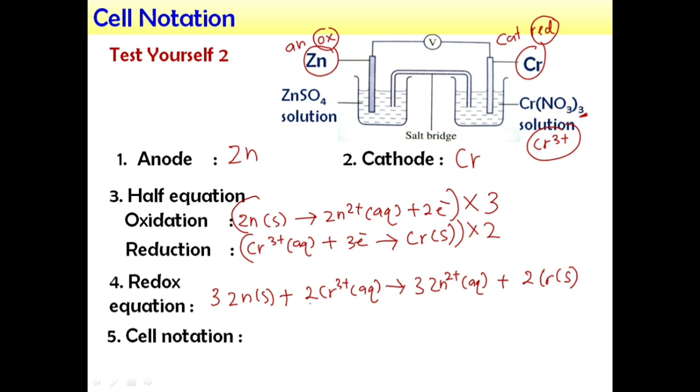Okay? Barulah kita boleh tulis cell notation. Jadi, ini pun kita akan follow ABC rule. Remember, stoichiometry tidak boleh diletakkan dalam cell notation. Okay, jadi at anode, zinc to zinc 2 plus ion. So, zinc, solid, zinc 2 plus ions, aqueous. Okay, remember, kalau dalam aqueous, mesti indicate concentration. Tapi, tak ada pun mention concentration dia berapa.